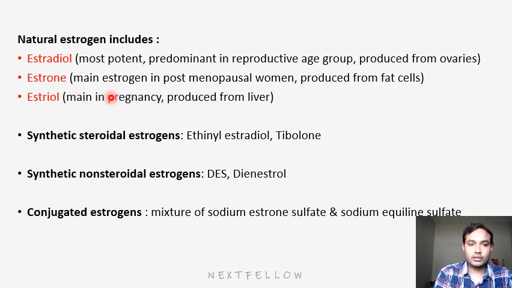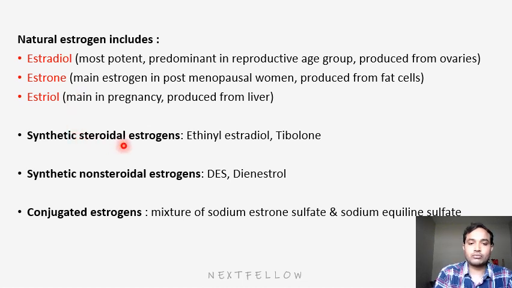Okay. So among these four types, the natural estrogens are very important. The names estradiol, estrone, estriol should be remembered, and in which condition each is predominant. Estradiol is more predominant in the reproductive age group, estrone is predominant in postmenopausal women, and estriol is mainly in pregnancy.